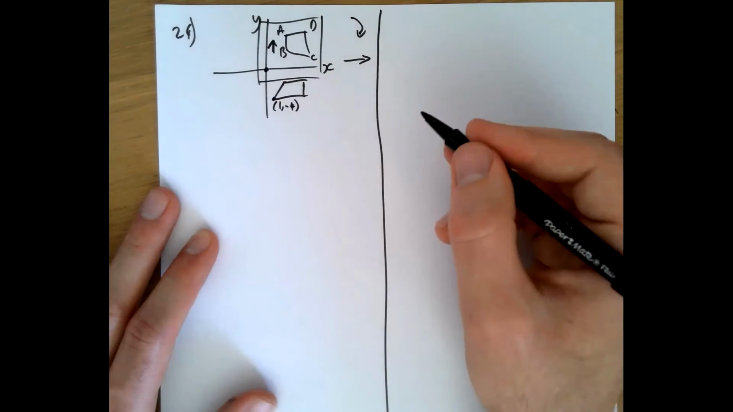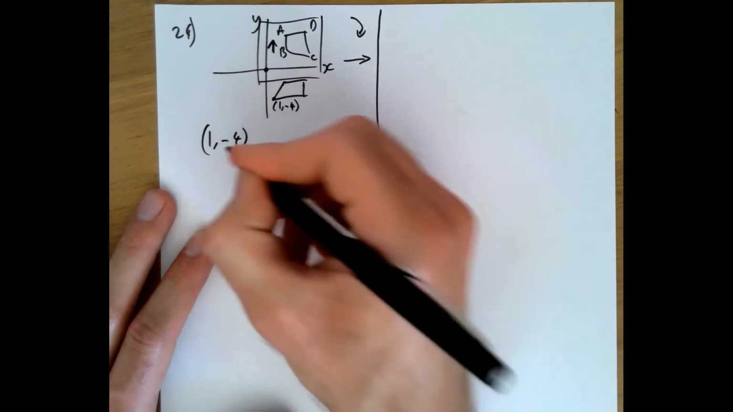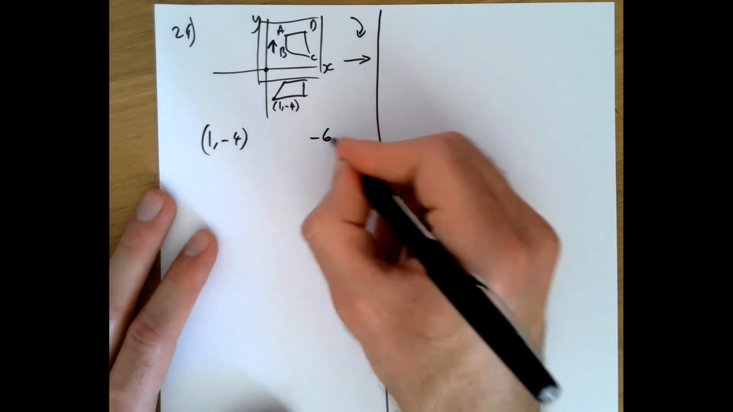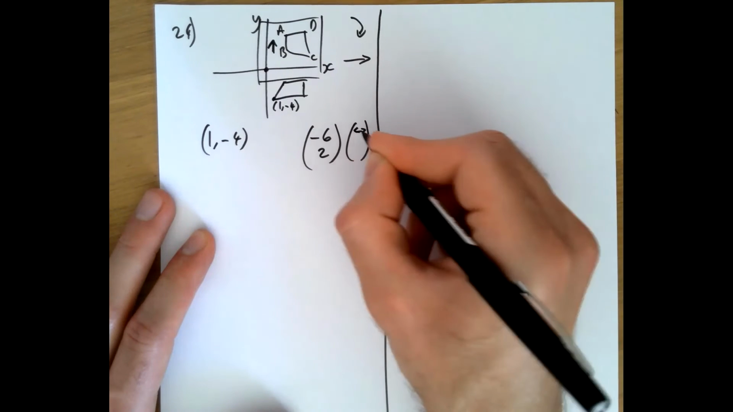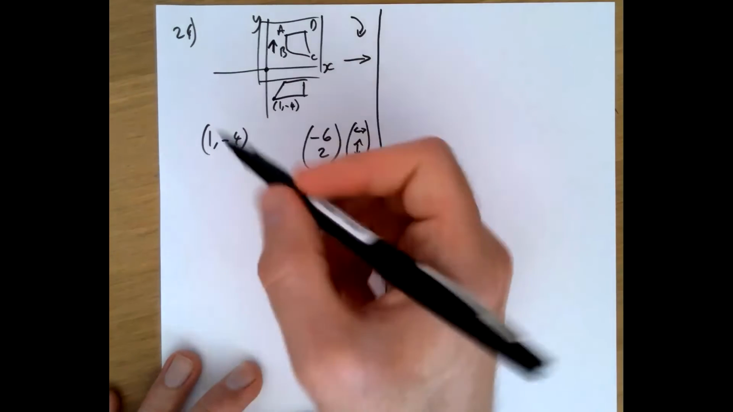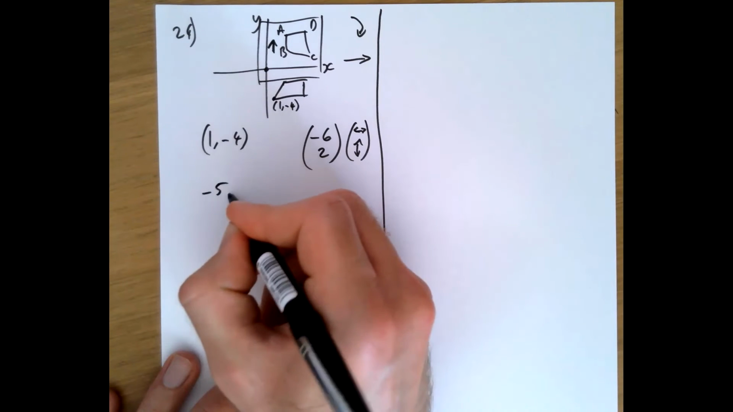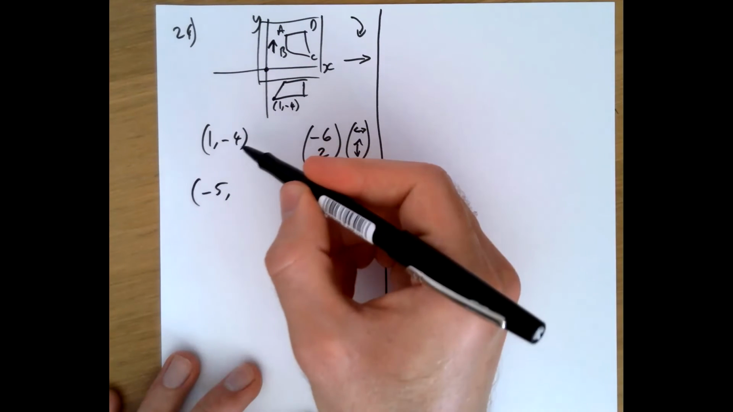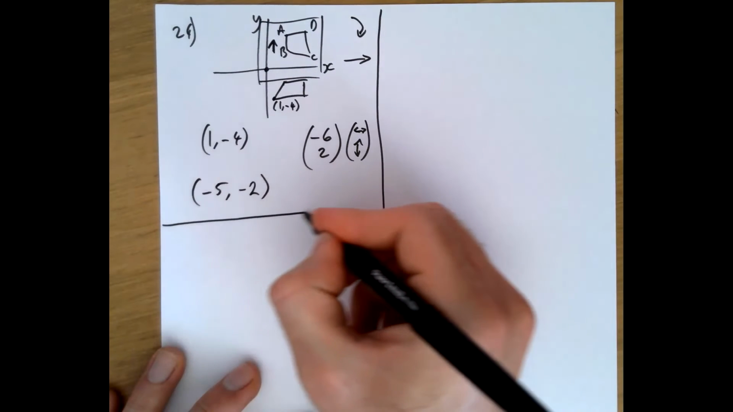But then what we need to do is translate it by this vector here. And again, vectors, the top number is left or right, and the bottom number is up or down. So minus 6 is going to go 6 left. So if we're on 1, take away 6 is going to be minus 5. And if we're on minus 4 and we're going up 2, then we're going to go up to minus 2. And that's how you should do that one. In fact, that's only 24A.